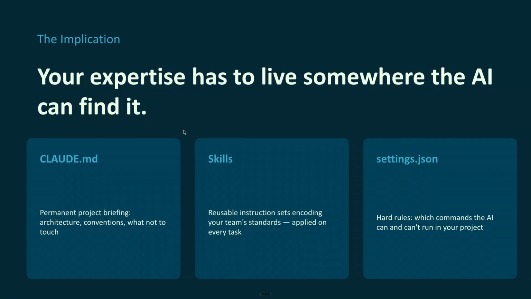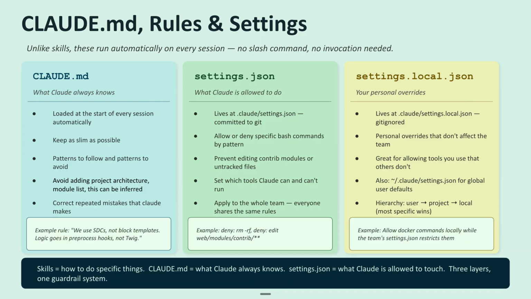All right, so how do you tell the AI how to do stuff? There are three ways that I found to be successful. There are a lot of ways, but I use these three: CLAUDE.md, skills, and settings.json. And we'll go over each of those in the next slide here.